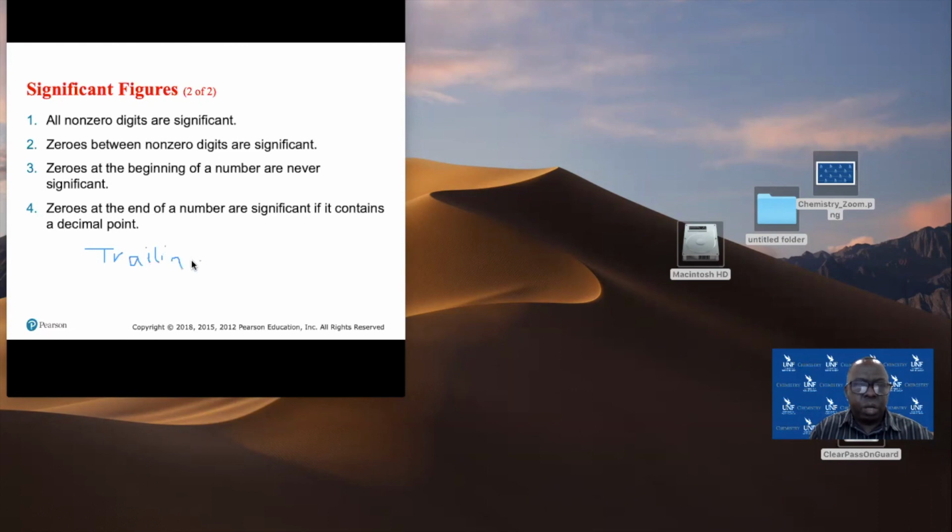Trailing zeros do not count as significant unless there is an implied place of decimal. You see, unless there is an implied place of decimal, we do not count them. What we mean by implied place of decimal: I can have 100 like that. These are just coming after the non-zero digit. There is no place of decimal. We call these trailing zeros. Unless there is an implied place of decimal, they do not count.